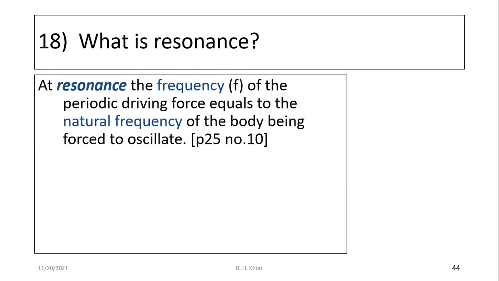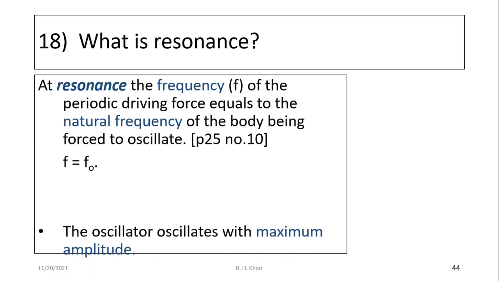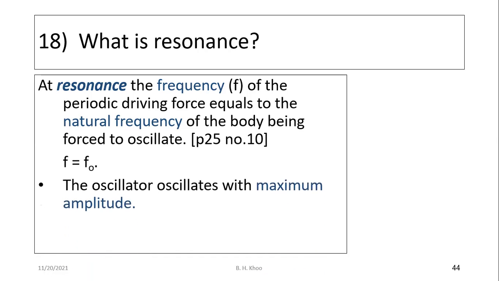At resonance, the frequency of the periodic driving force equals the natural frequency of the body being forced to oscillate. So in this case, resonance occurs when the frequency of you who is pushing the swing equals the natural frequency of the swing. Or f, the frequency of the driving force, equals the natural frequency. So in this case, the oscillator oscillates with maximum amplitude.